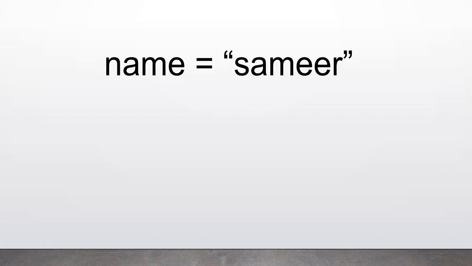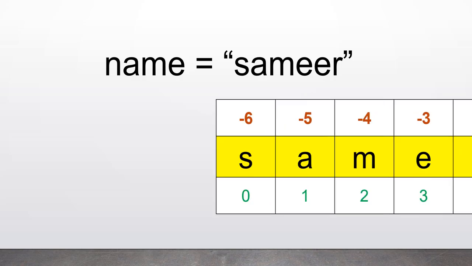This is the string that we have taken in our example. We have used the name variable, and Samir is the string that we have taken. To access the individual characters in this string, each character is having a specific position number. We have to understand what that position number is. Let us now look into that.